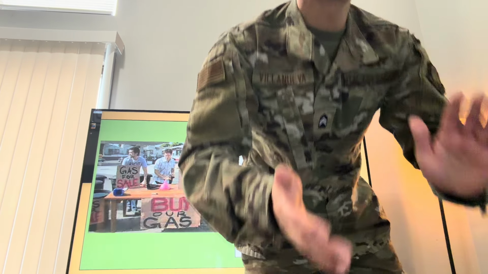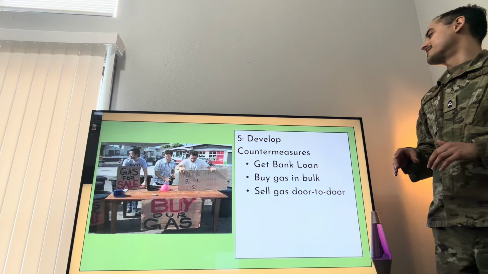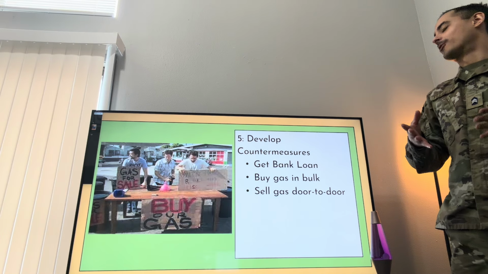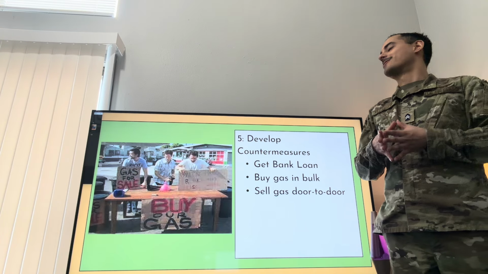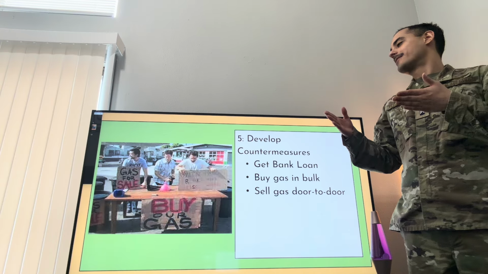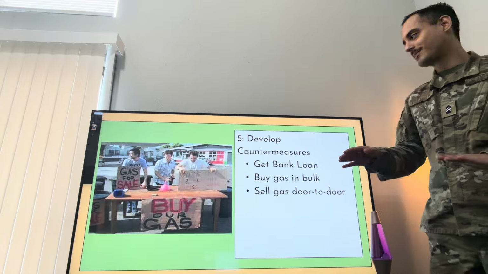So, for step 5, developing countermeasures. So the gang has identified their problem, there's a gas crisis. They have oriented and said, okay, there's a gas crisis, we want to profit from it. Here's the issues that might stop us from it. We're going to completely ignore them.